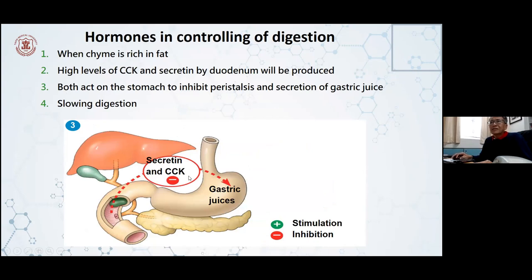And the higher CCK acts on the stomach to inhibit it. CCK can inhibit peristalsis and the secretion of gastric juice, slowing the digestion. So this is the inhibition. If the acid chyme contains high fat, the duodenum will secrete large amounts of secretin and CCK and inhibit stomach peristalsis, so slowing the digestion.